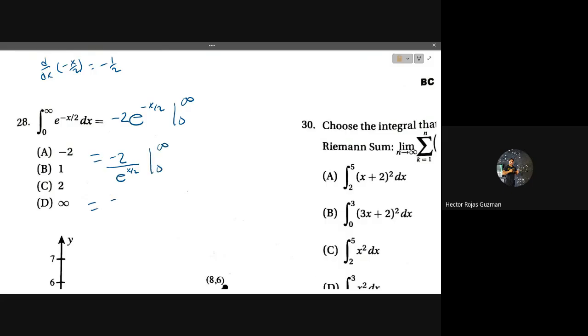Plug in your values. Negative 2 e to the infinity minus negative 2 e to the 0. The first fraction is basically going to 0, plus 2 divided by 1. So the answer is 2.